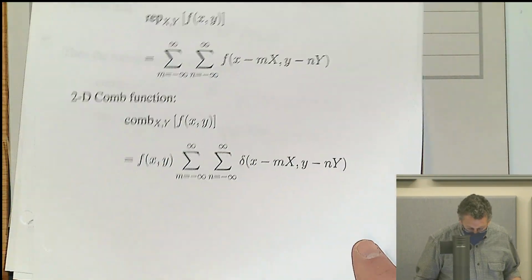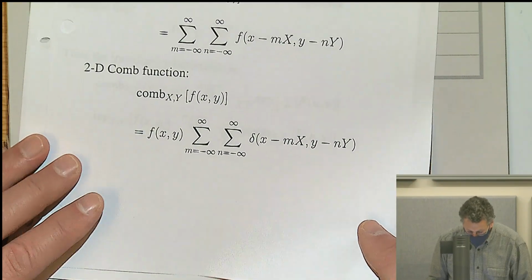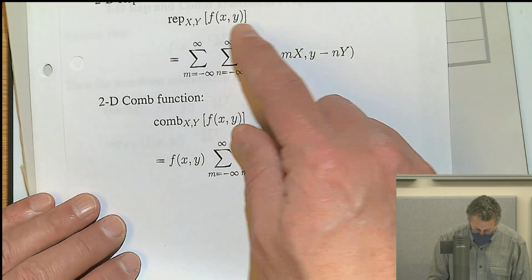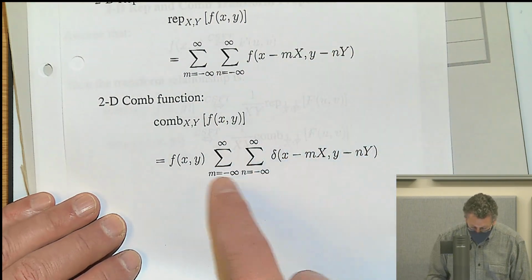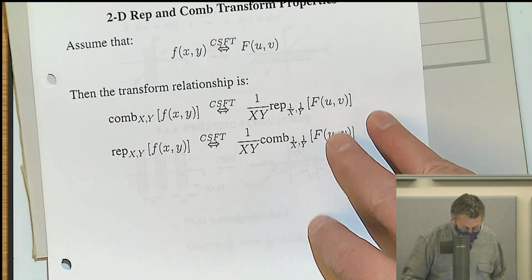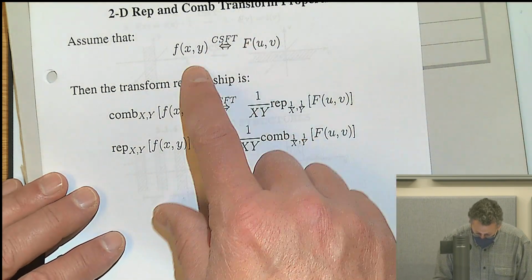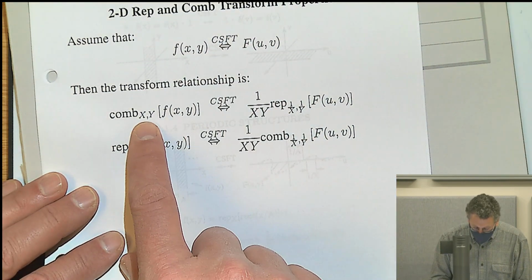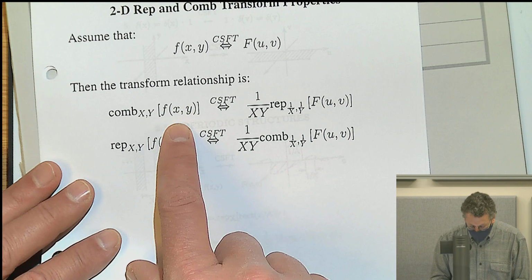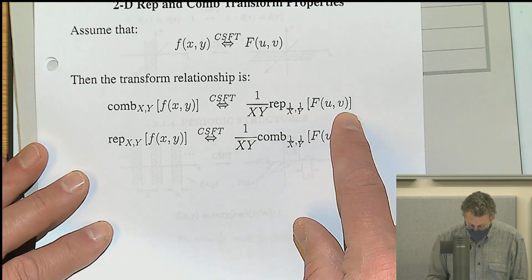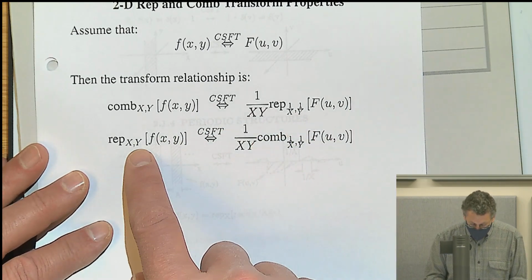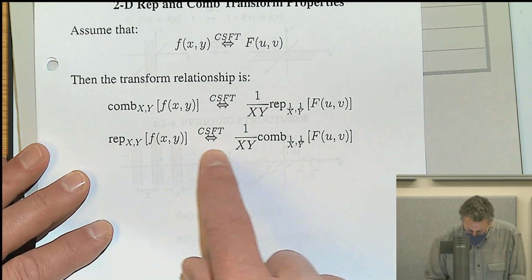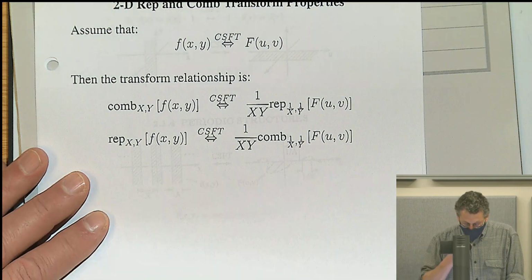The same thing is true in 2D, only it becomes a 2D rep. There's a 2D rep and there's a 2D comb, and then there's the same transform pair. So a comb in time or space corresponds to a rep in frequency, and a rep in frequency corresponds to a comb in space. So what does this mean?